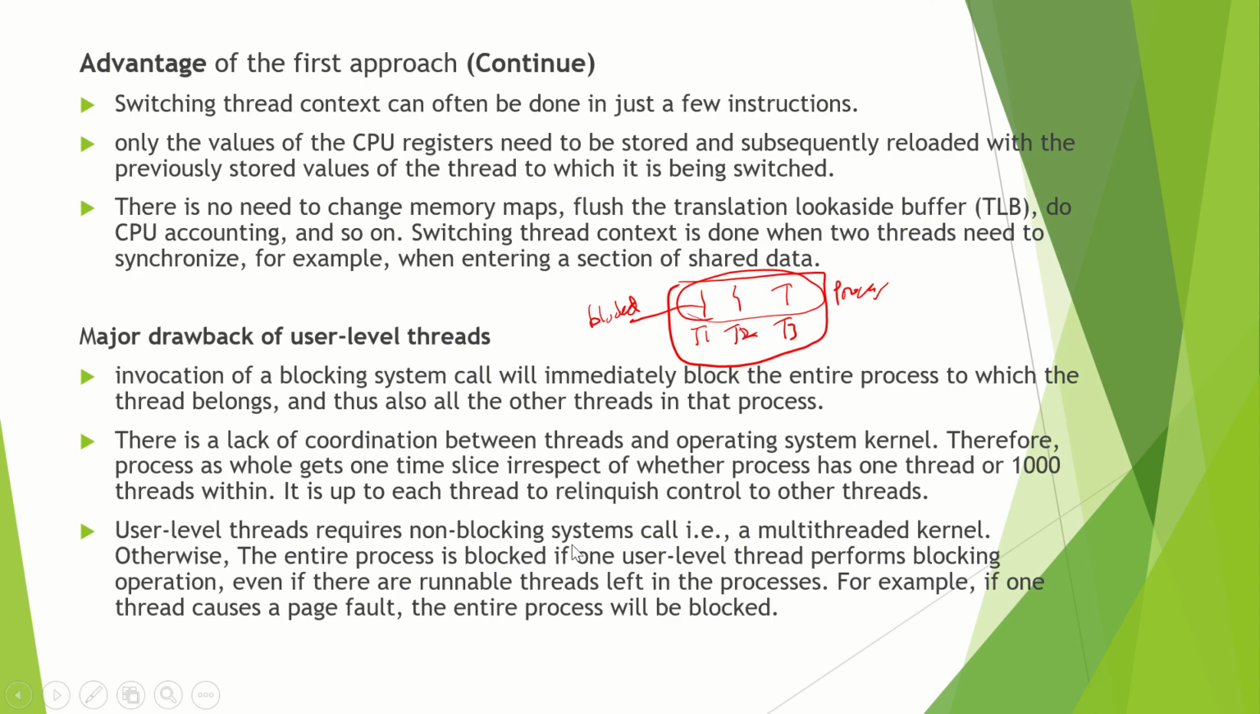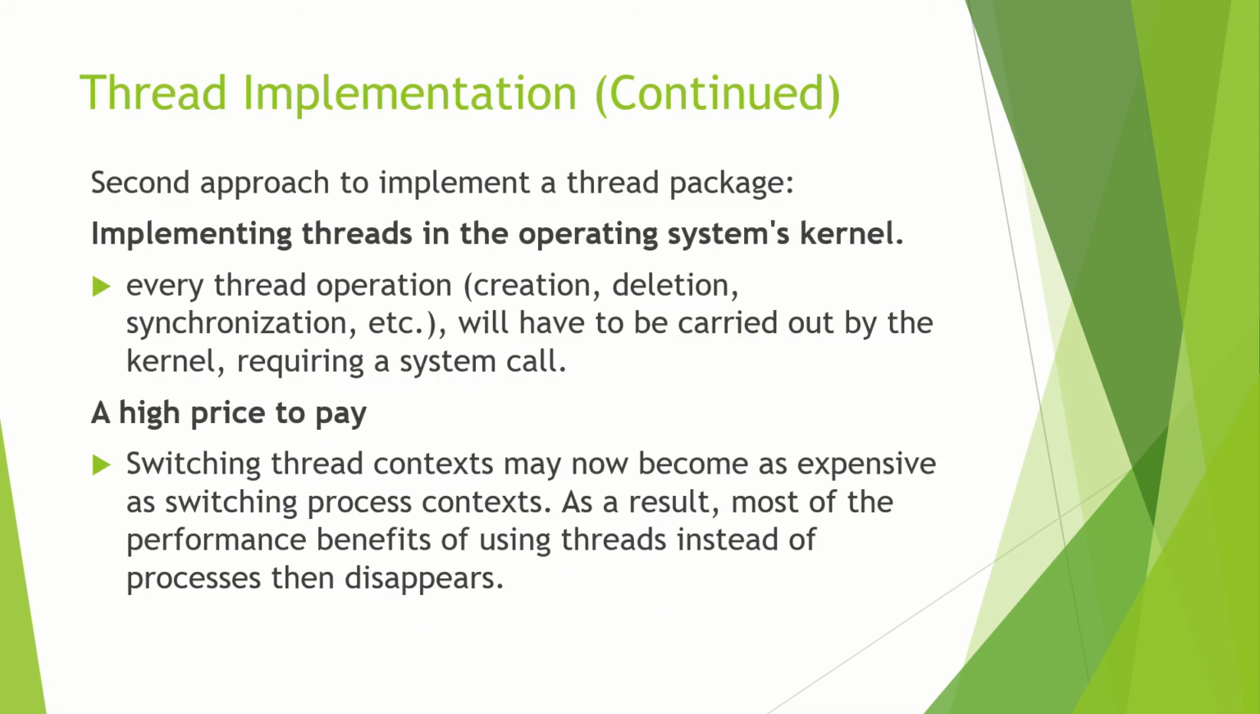And user level thread requires non-blocking system calls in a multi-threaded kernel. Otherwise, the entire process is blocked if one user level thread performs a blocking operation, even if there are runnable threads left in the process. For example, if one thread causes a page fault, then the process will be blocked. Page fault relates to the memory allocation schemes: first in first out, least frequently used, least recently used, and all other schemes. So if one thread has a page fault, the other threads, even though they are runnable, will be blocked as well. This is a major drawback of user level threads.